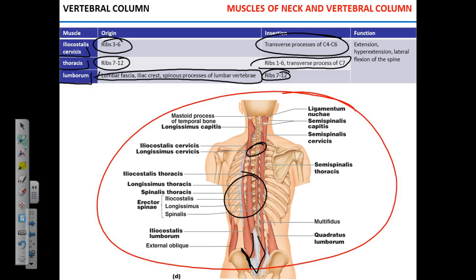What it does, it extends your spine. It also assists in the lateral flexion of it. Okay? Again, on this image I want to highlight it for you. This is that outermost muscle. Those different compartments, they fused. It's like one very long muscle.